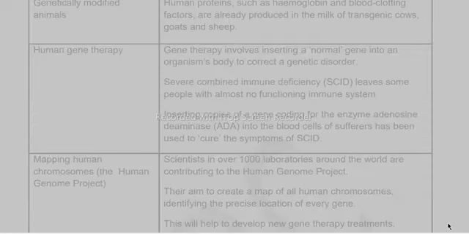Genetically modified animals: human proteins, such as hemoglobin and blood clotting factors, are already produced in the milk of transgenic cows, goats, and sheep.